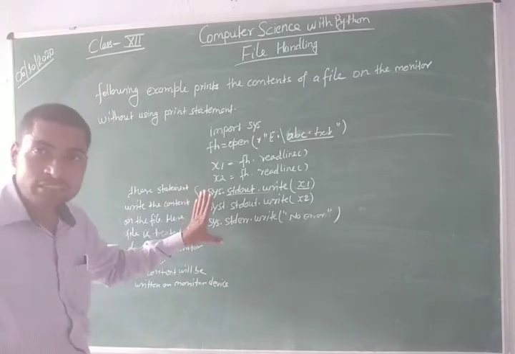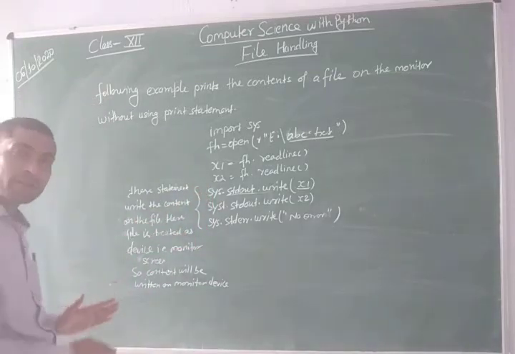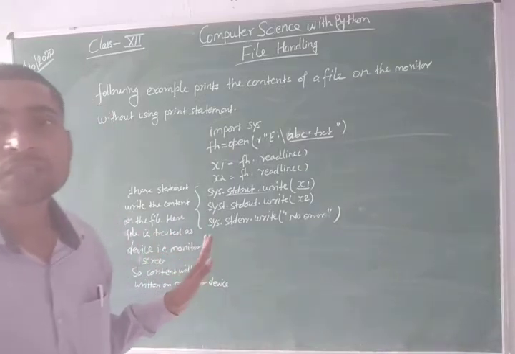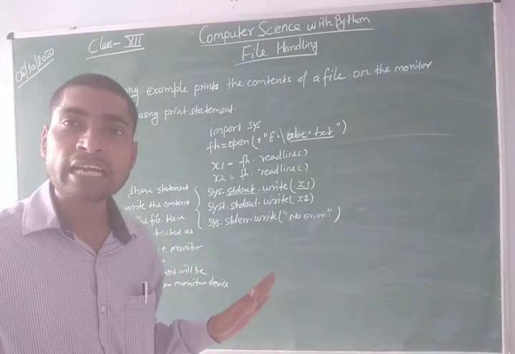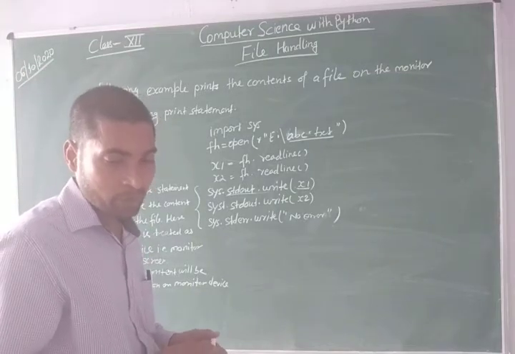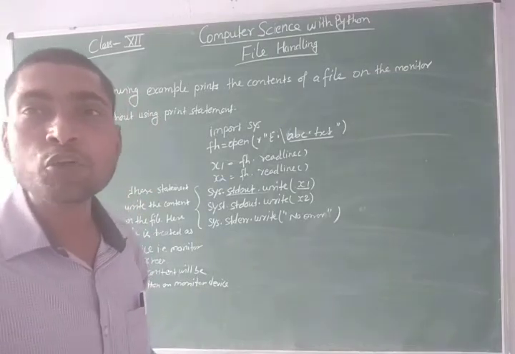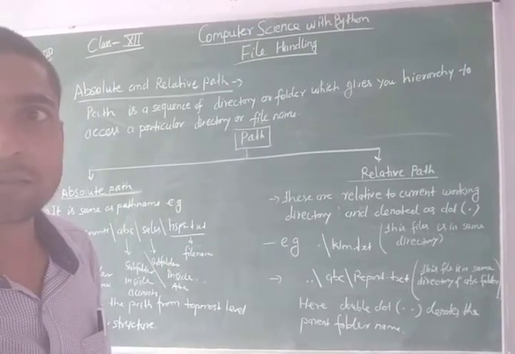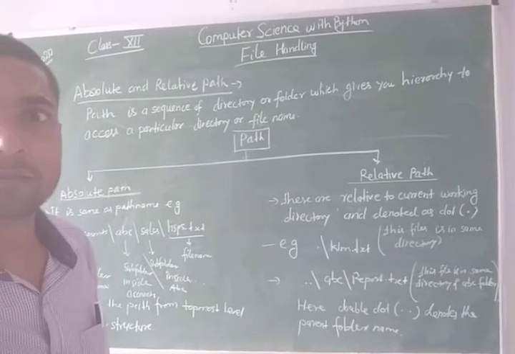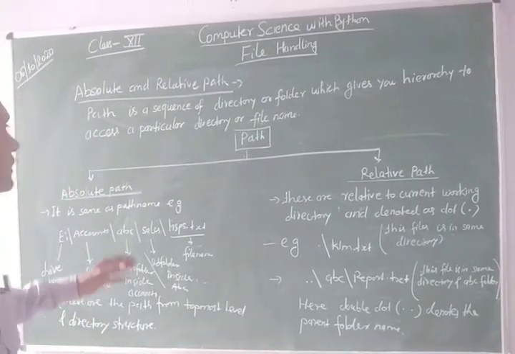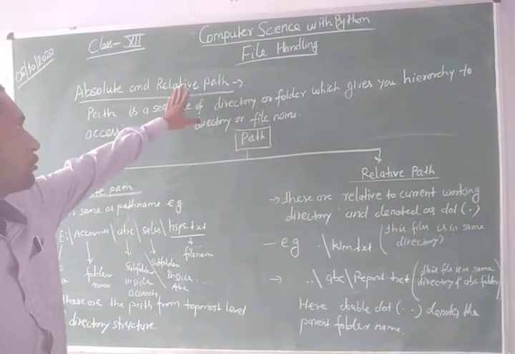The function of these statements is still reading, and it will clear the concept of input, output, and error streams. Now let us see the last point, absolute and relative path. The last topic is absolute and relative path.